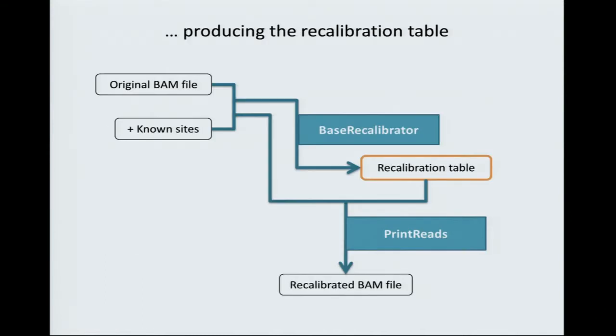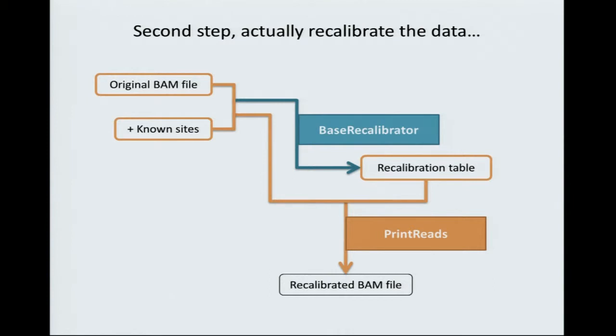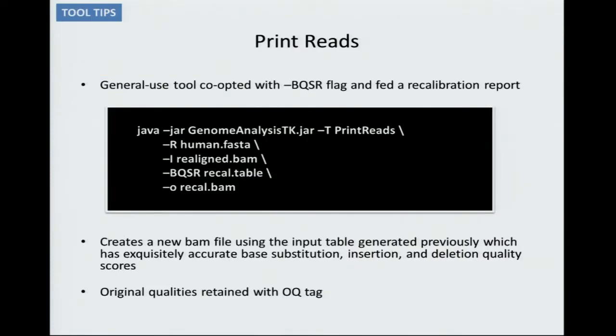And now you have the table, and you're going to apply it with print reads. So you give it the original BAM file, and now the table, and you're going to get a recalibrated BAM file. All the reads are the same, but the quality scores have been changed. So that's called print reads. Same thing, reference, input, and you have this BQSR, which is the input table, and now you're going to write out a file. Make sense?